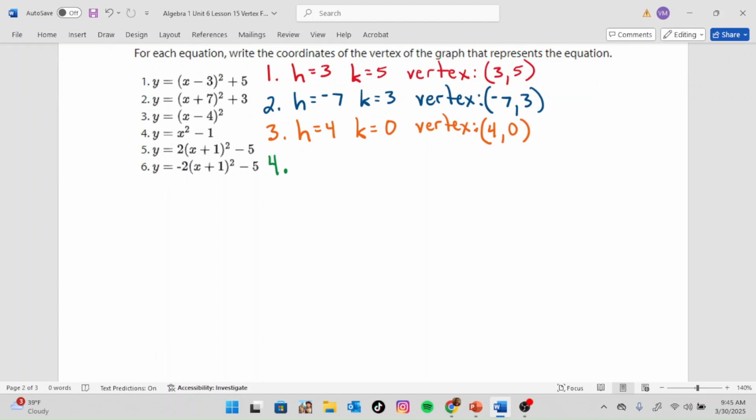Number 4. We have x, and that is it. So imagine that this says x minus 0. In that case, h would equal 0. Then we have -1, and since it's plus k, that means k is going to be -1. This leaves the vertex at the point 0, -1.